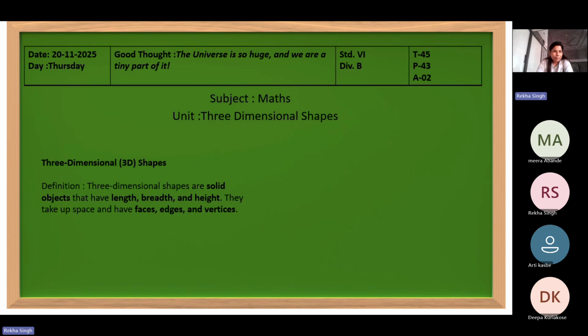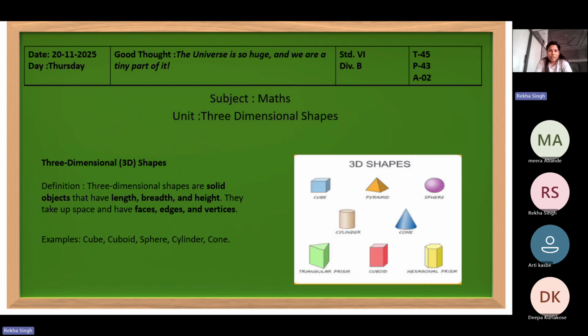What are three-dimensional shapes? Three-dimensional shapes are solid objects that have length, breadth, height. They take up space and have faces, edges, and vertices. So examples are cube, cuboid, sphere, cylinder, and cone. You can watch this picture as well, which has many three-dimensional shapes, or you can say solid objects, because 3D shapes are solid objects. You can see length, breadth, and height of these objects, as well as faces, edges, and vertices as well. Examples are already present in front of you.